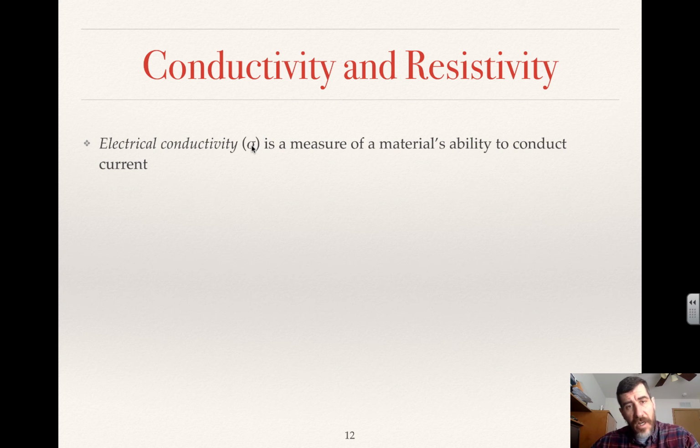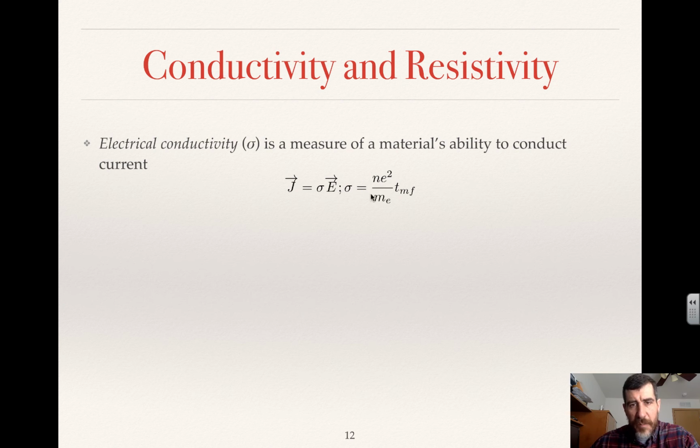So we've talked about conductors versus insulators. So conductivity is really quantifying what we mean by a conductor and an insulator, because not all conductors are created equal. Some of them conduct electricity and currents a little bit better than others. And we talked before about current density, J, which has to be proportional to the electric field E, and this electrical conductivity sigma is the constant of proportionality that defines that relationship.